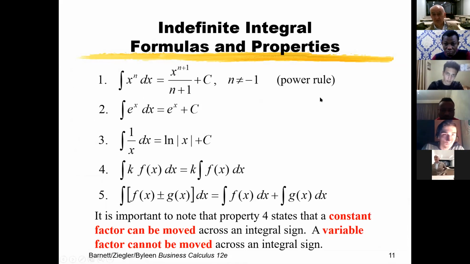So, the first formula is obvious, but take into account that it's true for any n. It does not matter whether it's natural or integer. But n should not be equal to -1, because when n equals -1, n plus 1 is 0 and we cannot divide by 0. So this formula does not work for n equals -1.